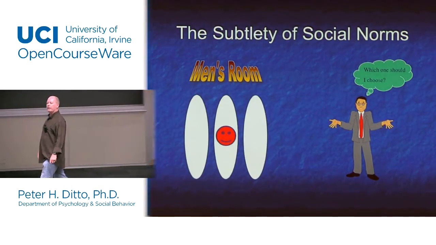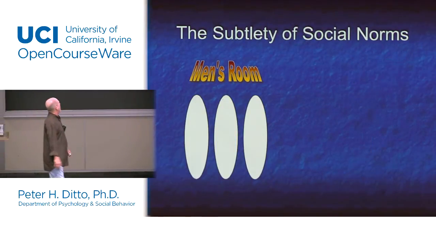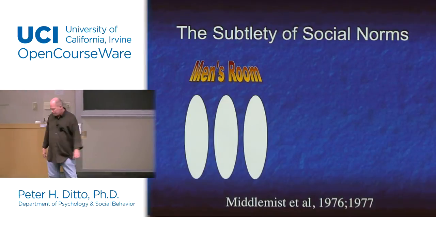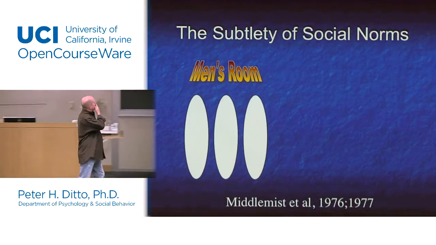So you hit the road, right? If somebody goes in and goes to the other one, that's bad. So they did a study to kind of capture that exact phenomenon. I kid you not, the guy's name was Middlemist. So it was a scientist named Middlemist who did a study.